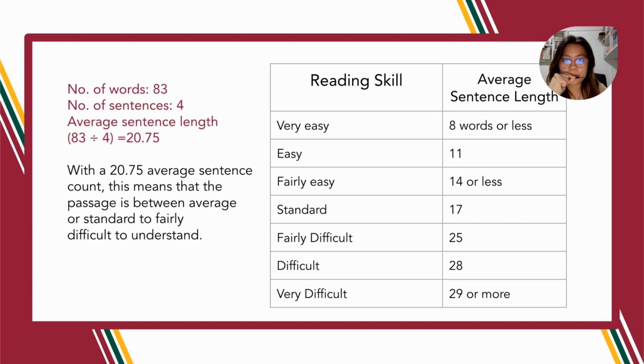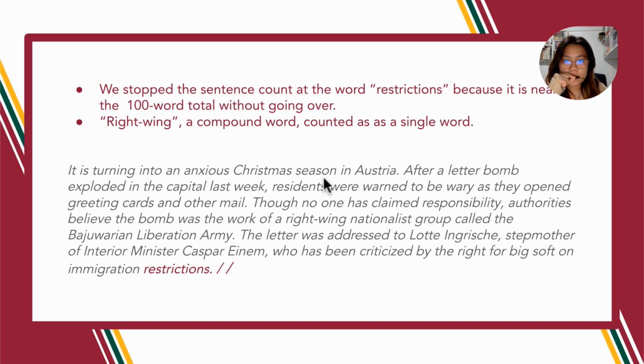So let's start. The first sentence is: It is turning into an anxious Christmas season in Austria. The second sentence is after a letter bomb exploded, up until the other mail. The third sentence is Though no one has claimed responsibility, until the Bajawarian Liberation Army. And the fourth sentence is The letter was addressed to Lotte Ingrish, up to the word restrictions. So we have a total of 4 sentences.